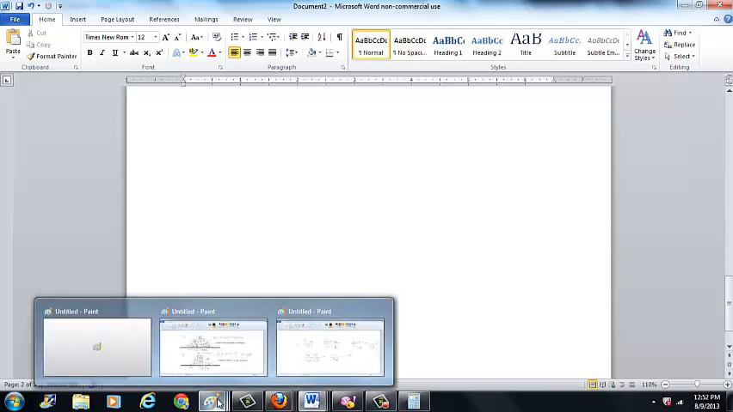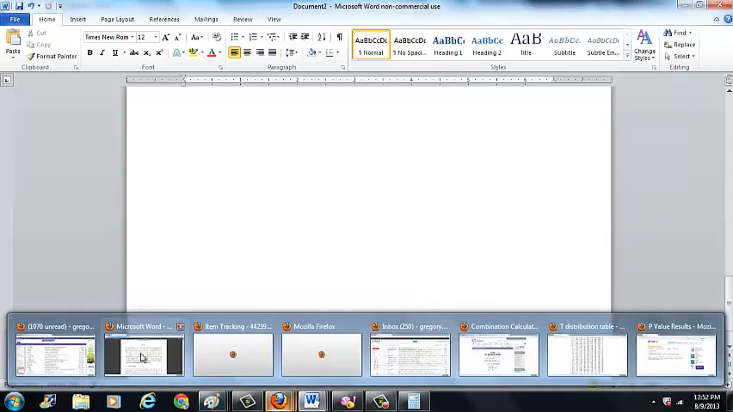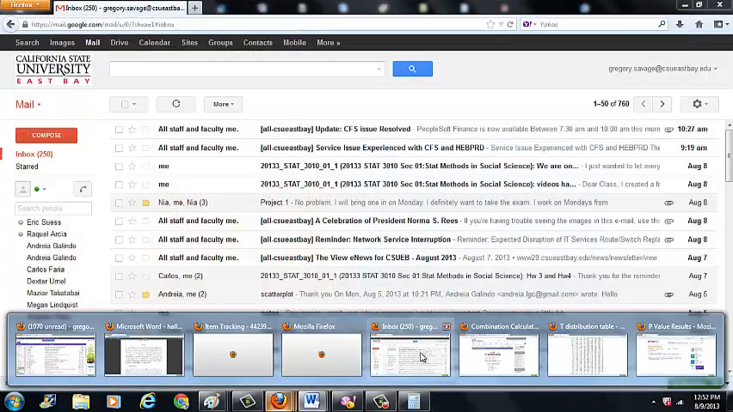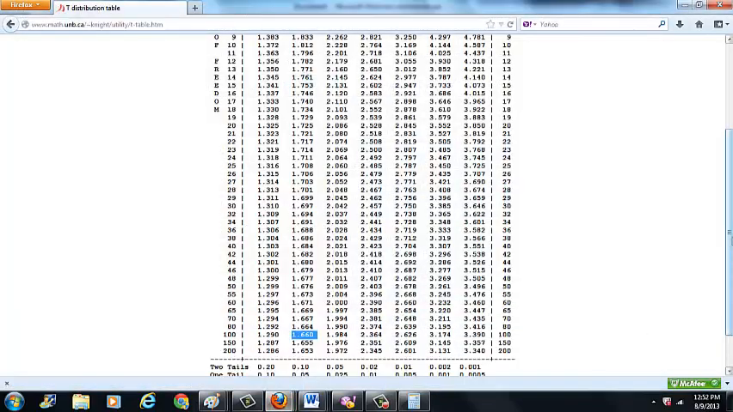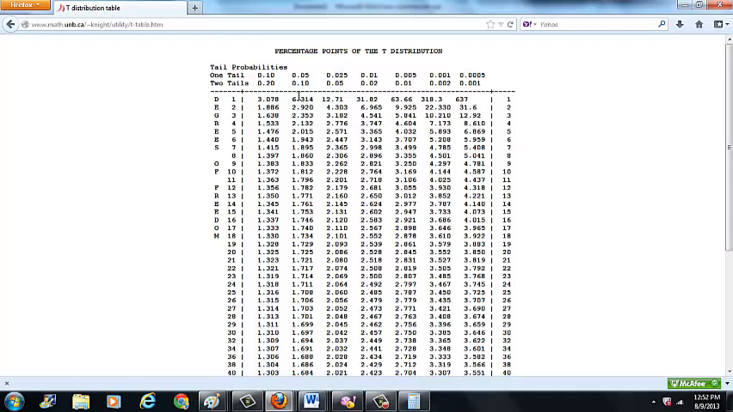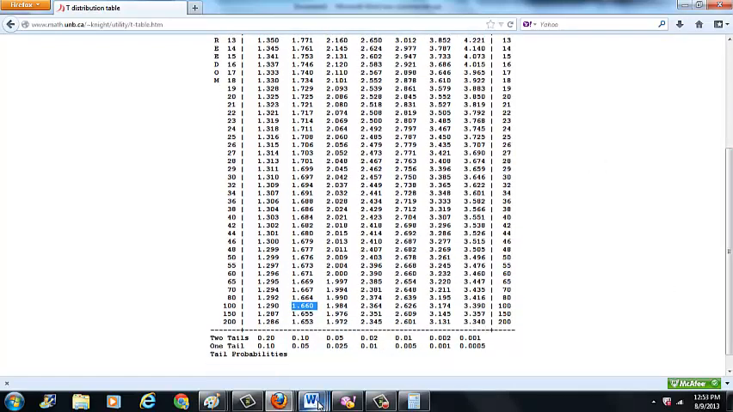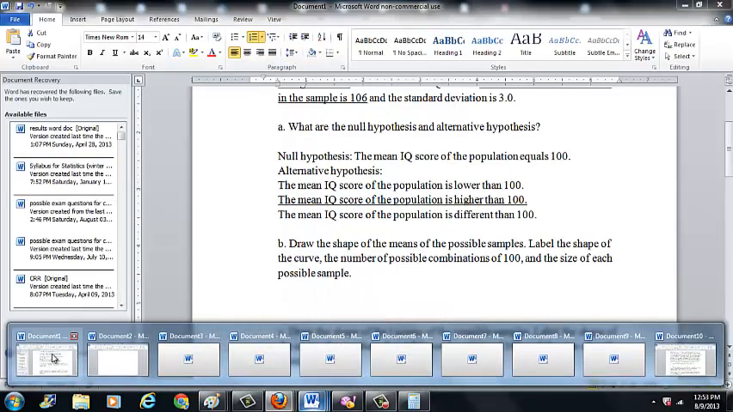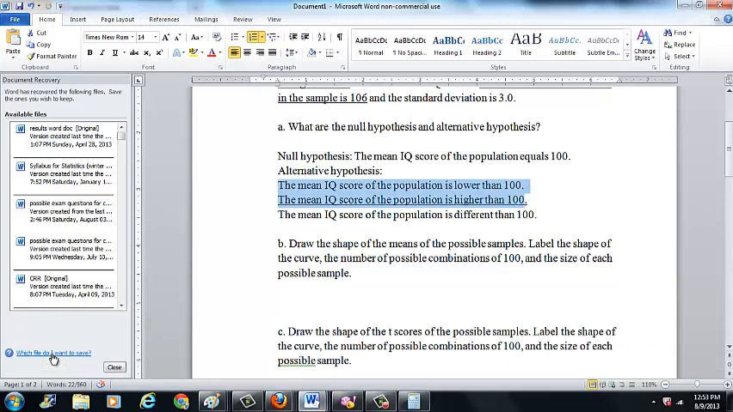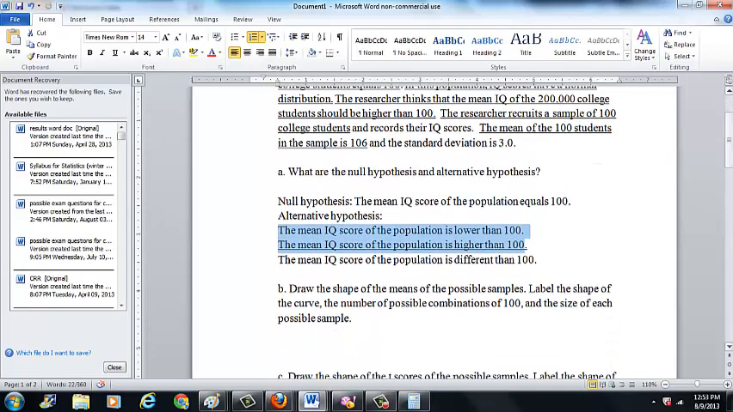So we go back to our critical value table. We go to one tail 0.05 up here, and we go down to our degrees of freedom. Our degrees of freedom in this question is still 99 because I'll actually stop this recording and start it right where I left off.